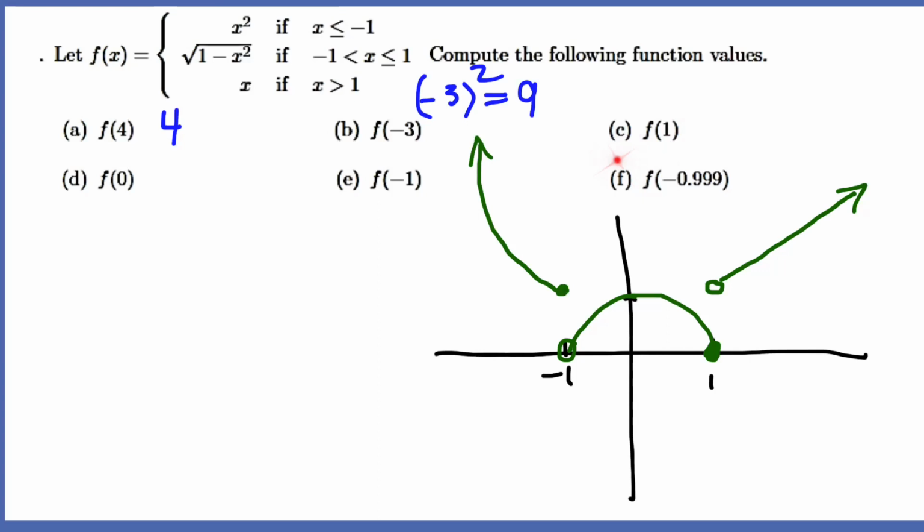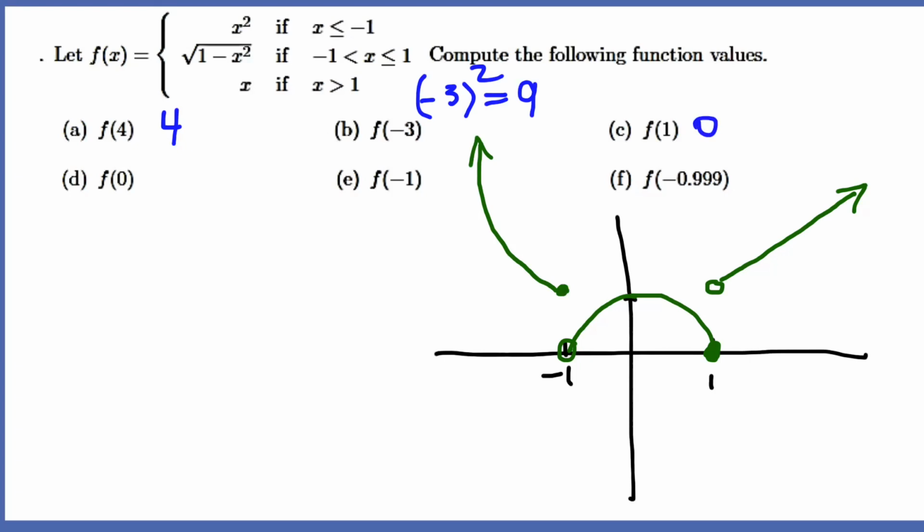Now, c says, what is f of 1? Okay, so over here, we've already talked about that. f of 1 is this filled in dot there, so f of 1 would be 0. Okay, so when x is equal to 1, you've got to put 1 in here. 1 minus 1 squared is 0. Square root of 0 is 0.